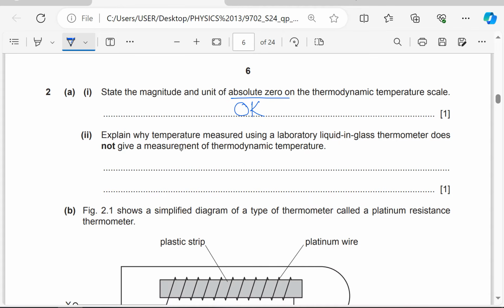Explain why temperature measured using a laboratory liquid-in-glass thermometer does not give a measurement of thermodynamic temperature. Remember, the thermodynamic scale does not depend on the physical property of any substance. Yet for a liquid-in-glass thermometer, the temperature depends on the properties of the liquid or any particular substance used in the thermometer. It could be alcohol, it could be mercury. So the temperature will depend on the properties of the liquid used, yet for the thermodynamic scale, it should not depend on any of those physical properties.